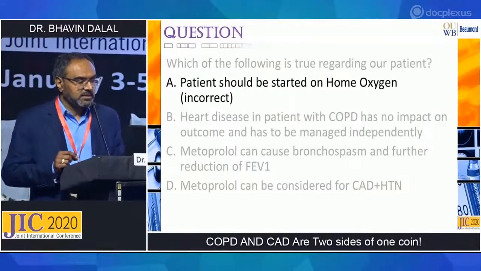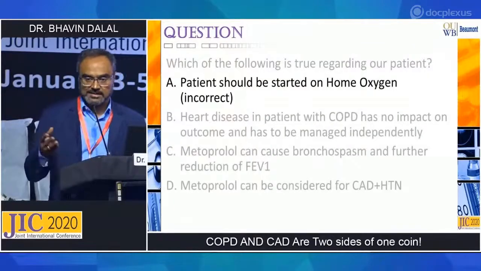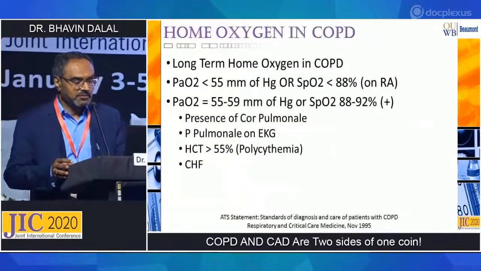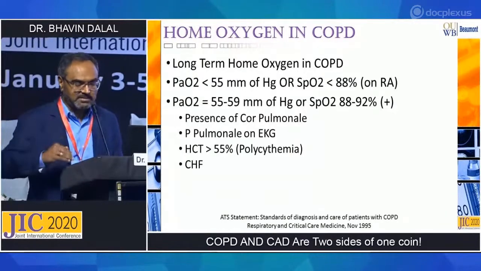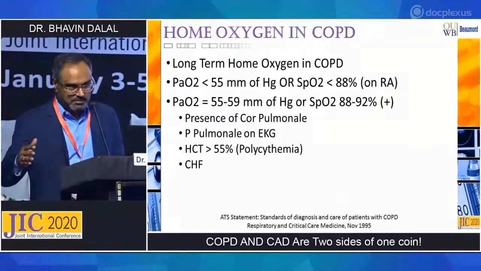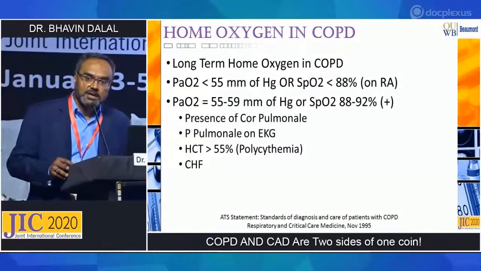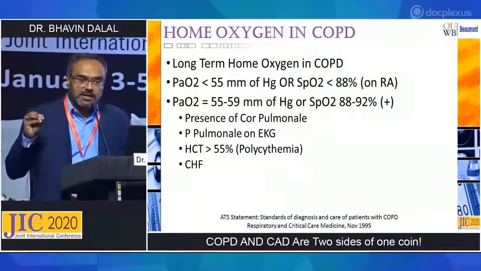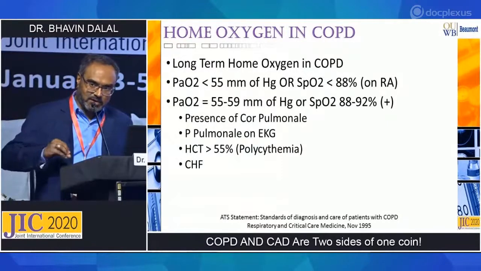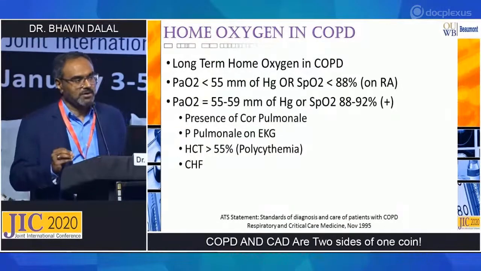So the first option is that the patient should be started on home oxygen. I think none of you guys actually selected that, which is very nice. As we know, the people who have a PaO2 of less than 55 or SpO2 less than 88 are the people who will require home oxygen. And in the NETT trial, or the National Emphysema Treatment Trial, and the LOTT trial, the long-term oxygen treatment trial, people who used oxygen for more than 16 hours a day got the benefit in mortality.